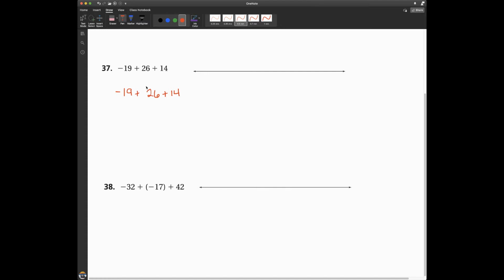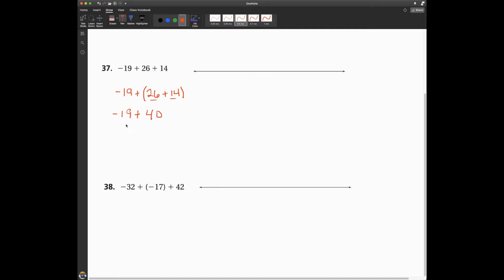So here's what I'm going to do. I'm going to put parentheses around here, and basically, I'm going to add these two numbers together first. Why? Because they're both positive. Same sign, add and keep. Remember that part of the song? So I can just keep the negative 19 here. And 26 plus 14, I can add those two together, and I get 40.